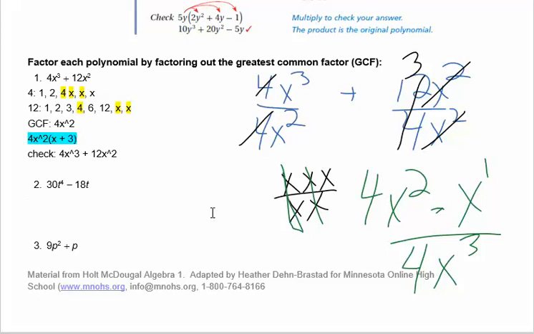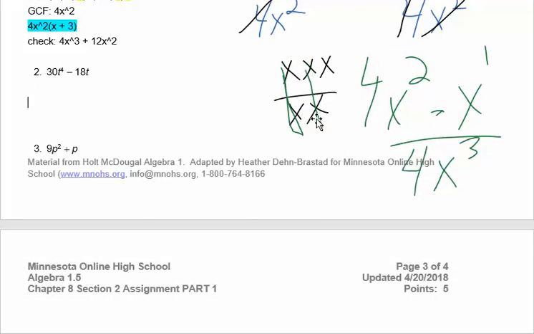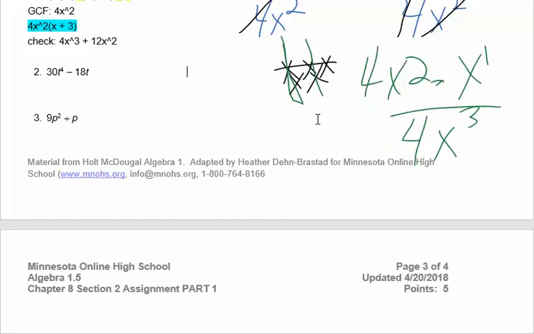So number 2, 3, you're going to do the same thing. Now something interesting is going to happen in number 3. Give myself a little room. You guys can do number.